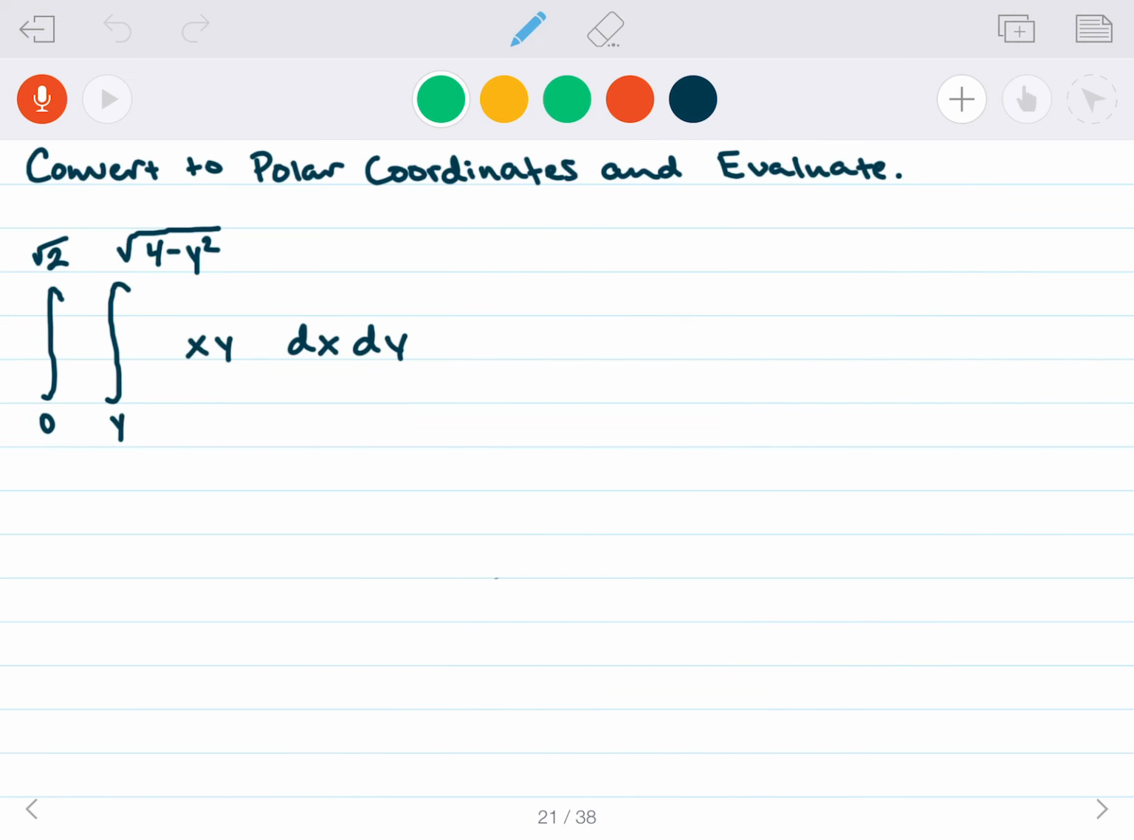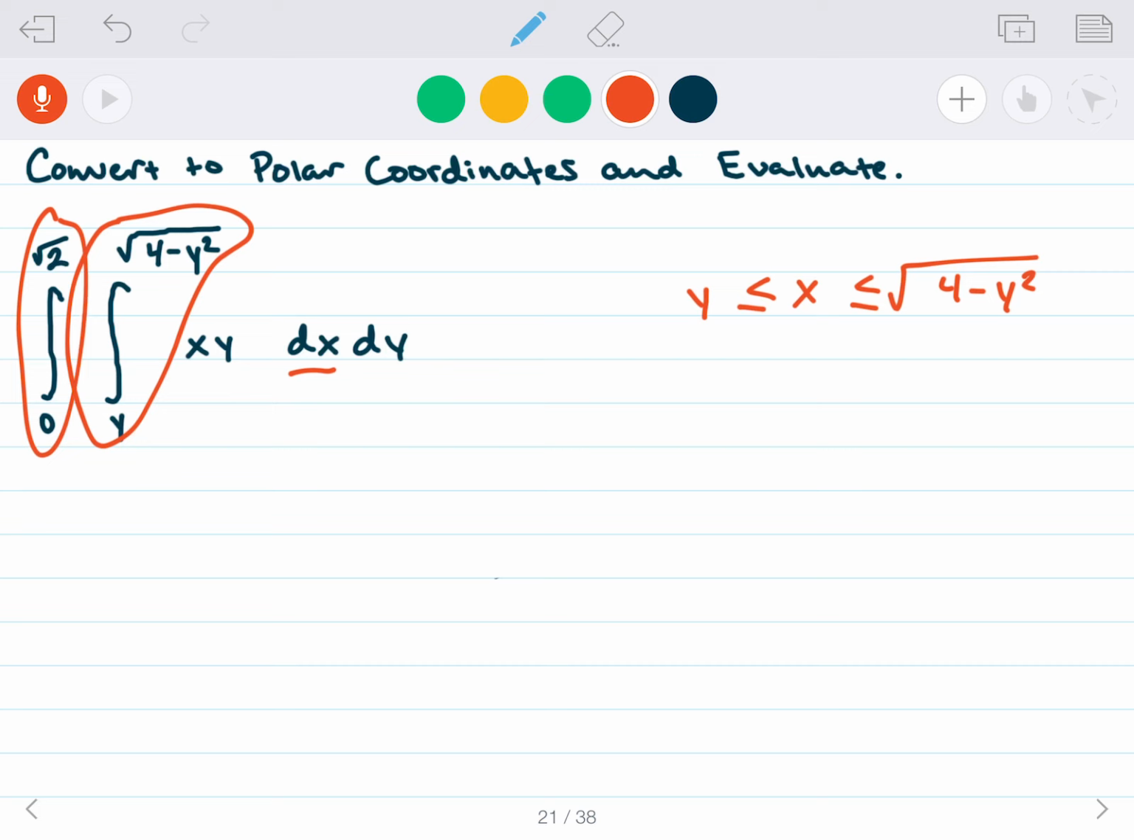Okay, so let's convert to polar coordinates and evaluate the double integral here. Our bounds for r and theta are going to be given to us right here. Our first clue tells us that x is going to vary between y and square root of 4 minus y squared. And this piece right here is telling us that y is going to vary between 0 and square root of 2. So let's see what kind of information that gives us.